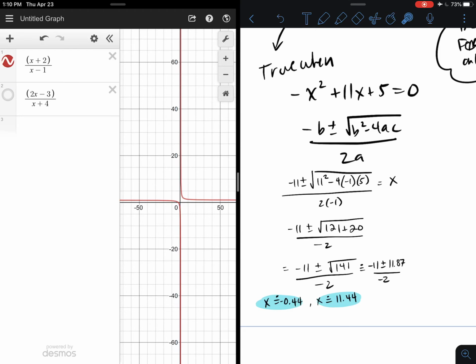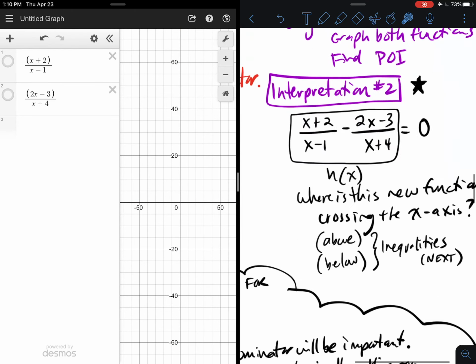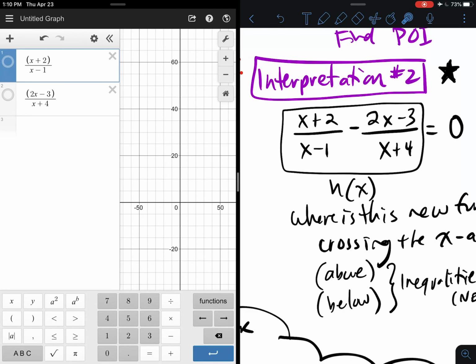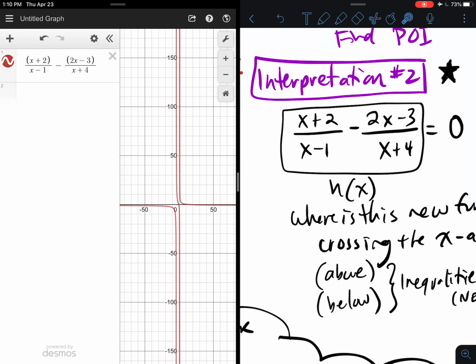So that's one way to view the problem, is to look at where those two functions are equal to each other. The other way is to consider those two functions as one function, where we are subtracting the one term from the other to create a totally new function. And that looks like this. So here's a totally new function.